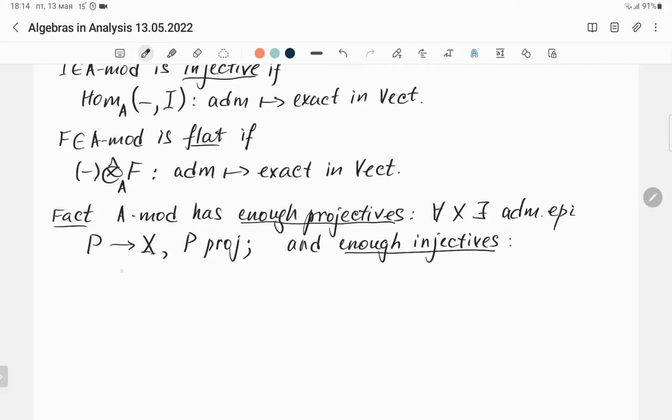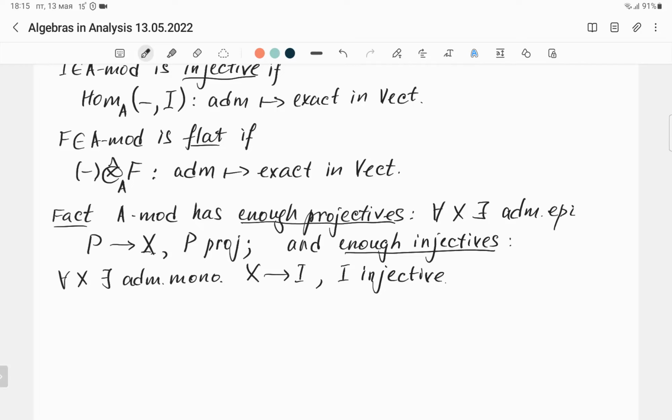Which means that for each Banach A module X, there exists an admissible monomorphism from X into an injective Banach A module I. This fact is very important because it actually enables us to do homological algebra in the category of Banach A modules and to define derived functors.